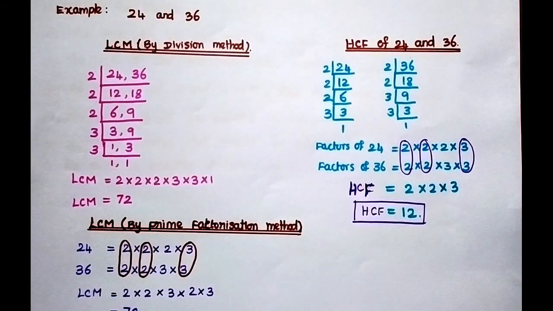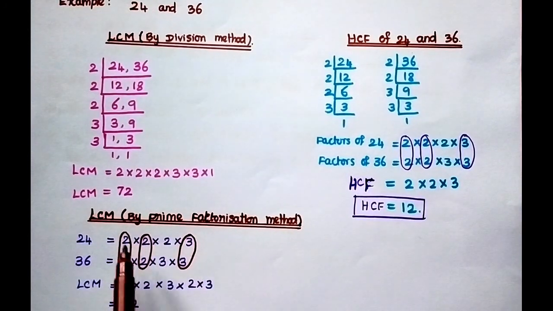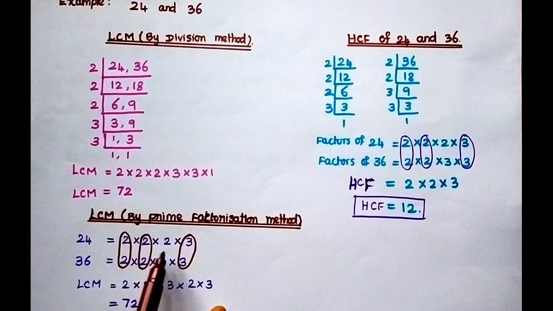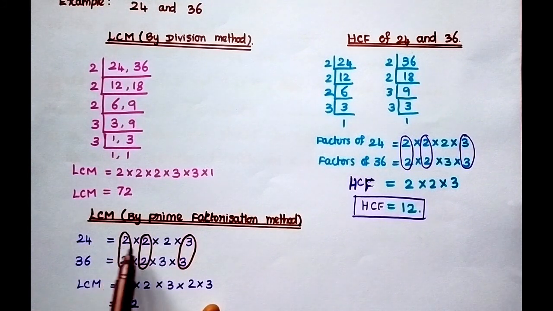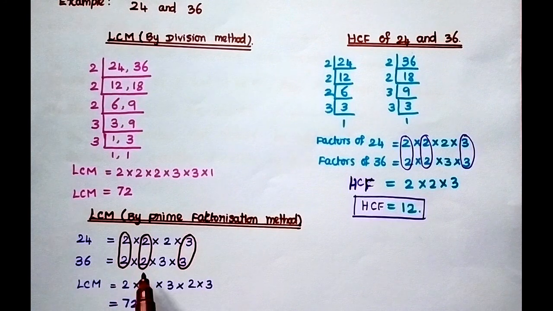This one we have to find out by the prime factorization method. LCM by prime factorization method, same procedure. Listen, 24. What are the factors of 24? That is 2 into 2 into 2 into 3, 2 2s are 4, 4 2s are 8, 8 3s are 24. So the factors of 36, we know that, from the divisibility test. The prime factors are 2 into 2 into 3 into 3.